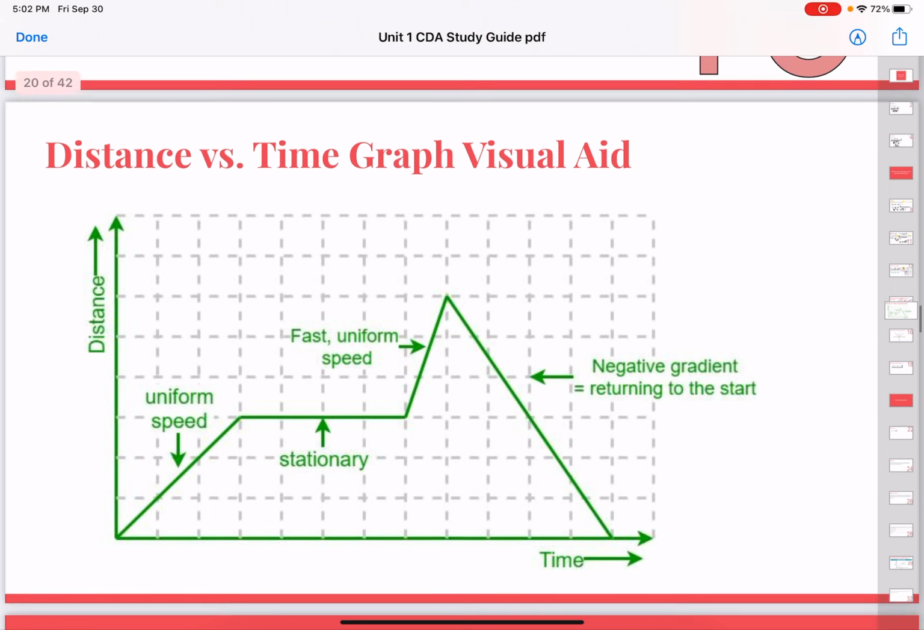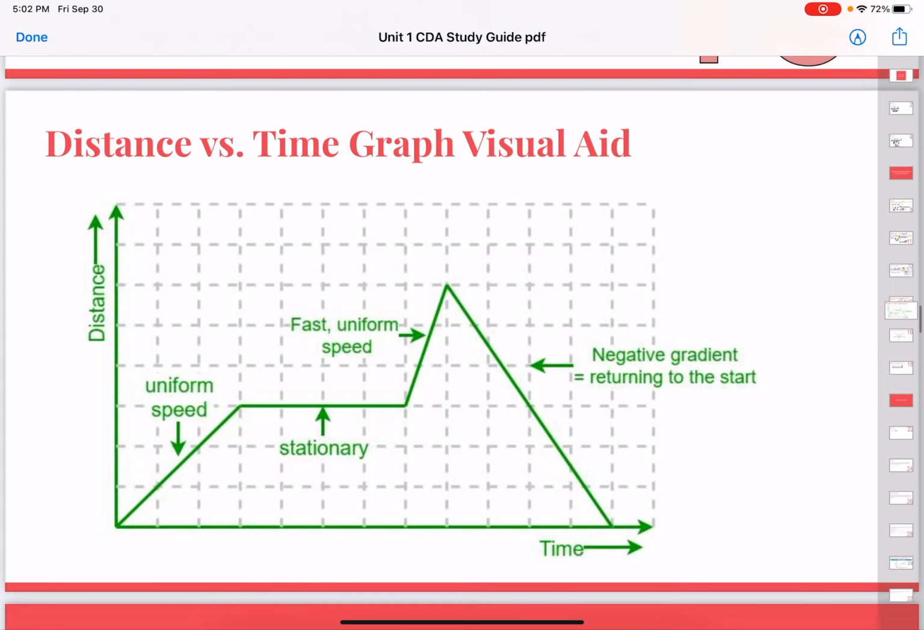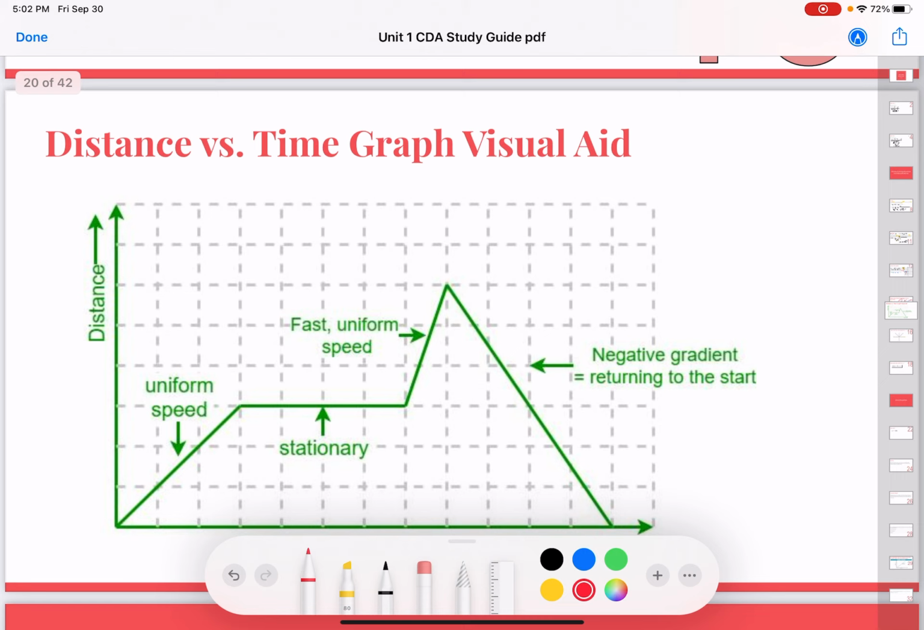Okay, and last, this is not a question, but I wanted to include this slide so that y'all can get more comfortable with distance versus time graphs and kind of what each thing means. This first section right here is uniform speed. So the change in distance over time is speed. And since that's a line, it's straight, it's linear, we know that that's a constant speed.